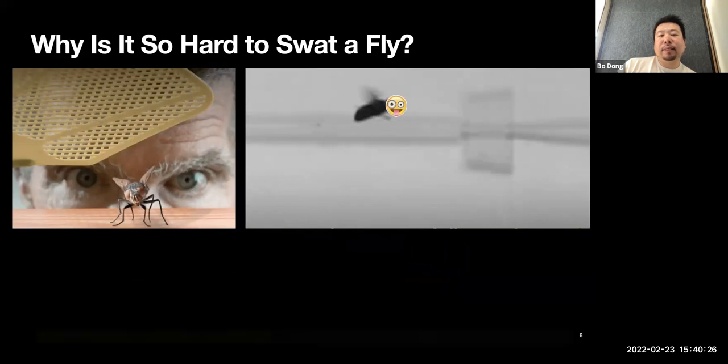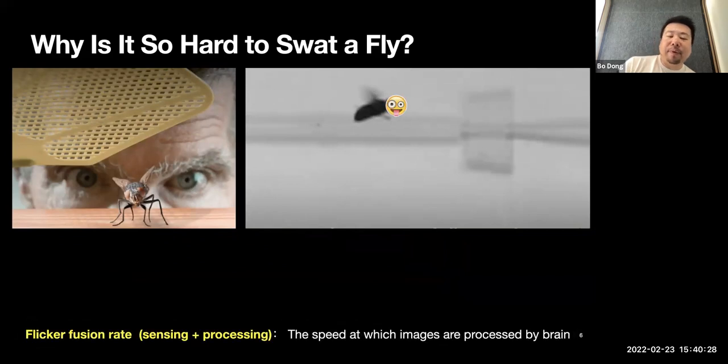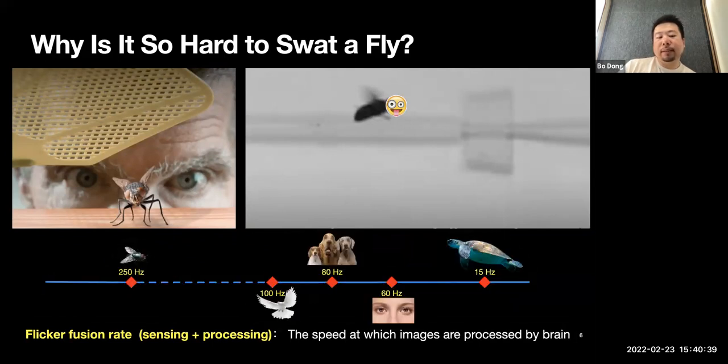And the reason for that is that the fly has a very high flicker fusion rate. Flicker fusion rate is a metric to measure the speed at which visual information can be processed by the brain. If you look at the flicker fusion rate, we can see human beings have only 60 hertz. However, the fly has 250 hertz. It means a fly can see the same motion 4 times slower than human beings.